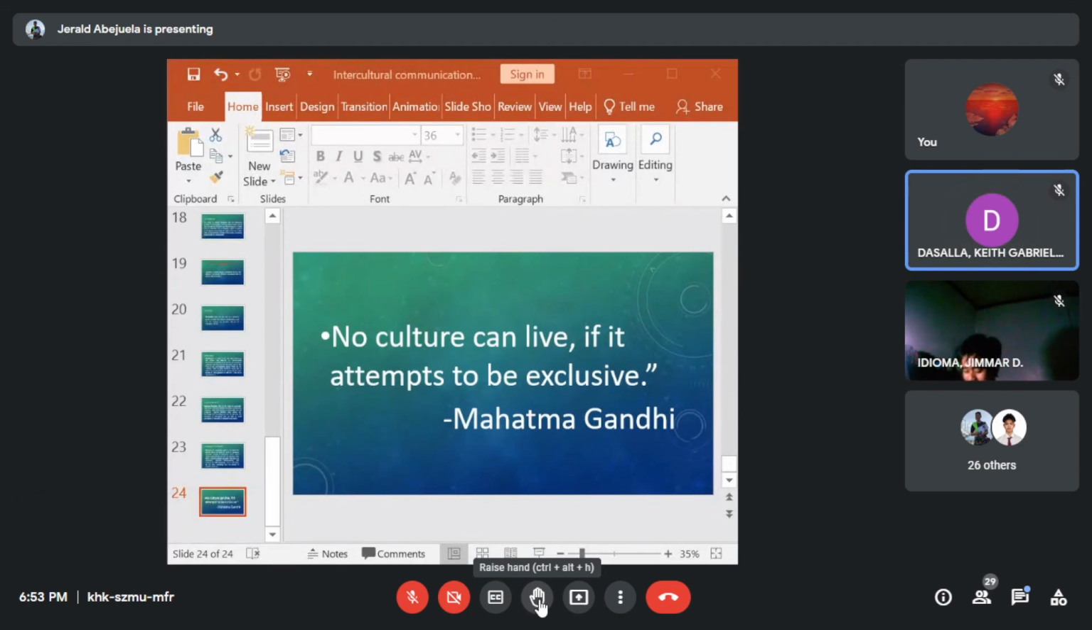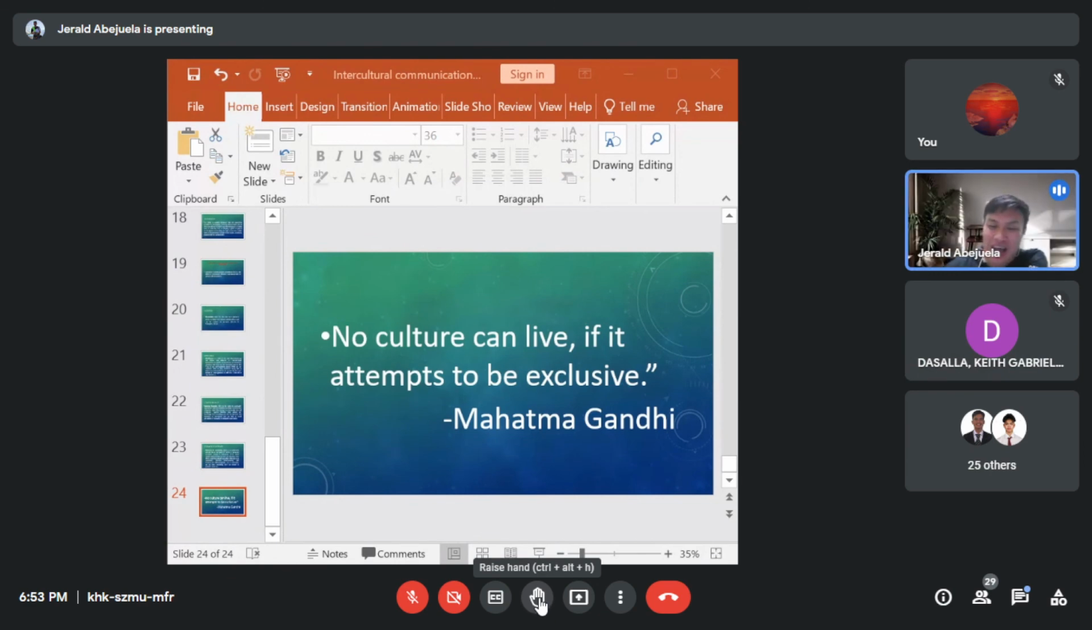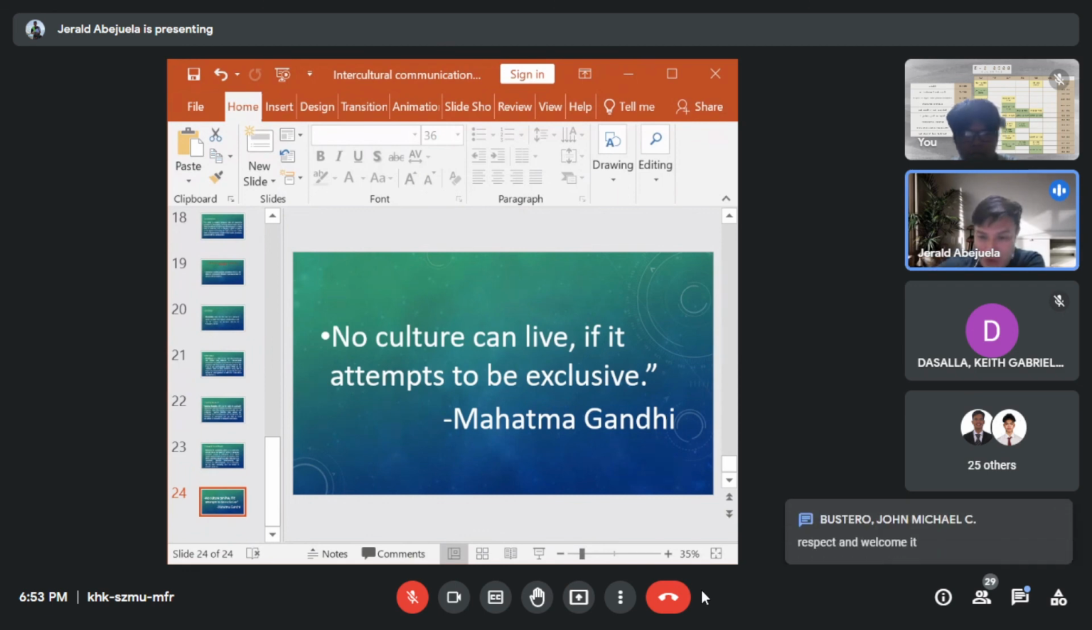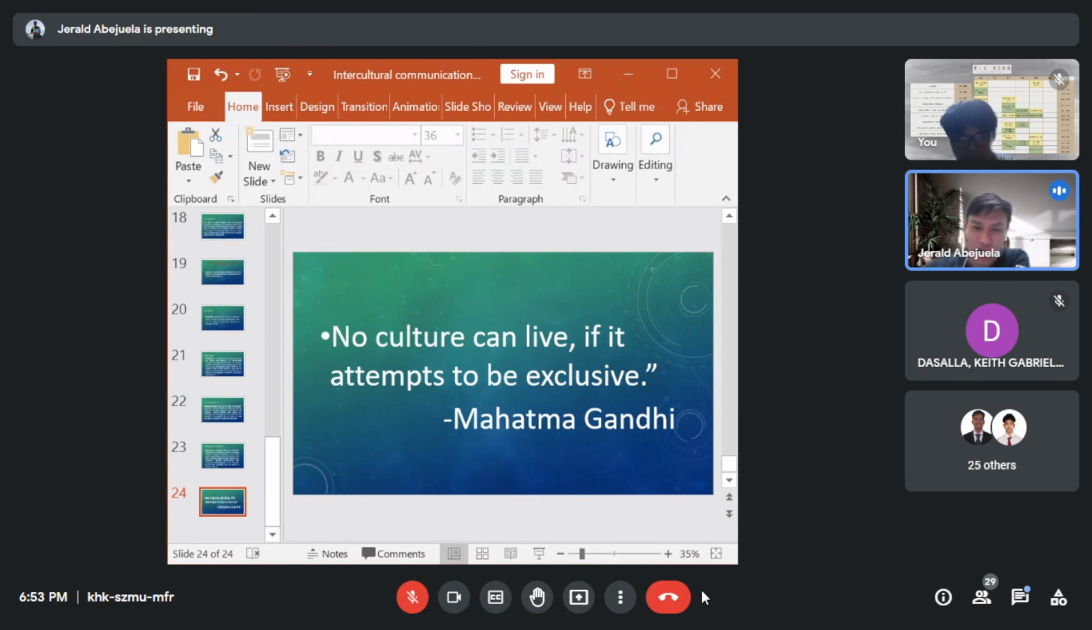celebrating po. Okay. So basically, Mahatma Gandhi is simply saying that culture is meant to be shared. We have to share our culture to other people so that other people would also understand us, so that other people would learn from our culture, and eventually they will be able to respect, recognize, and achieve peace, unity, cultural communication, or whatever.